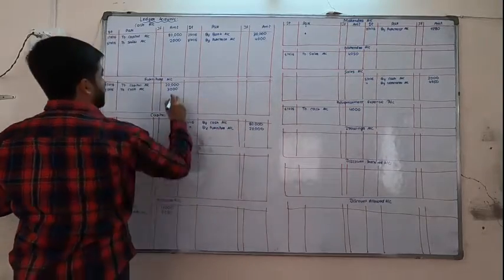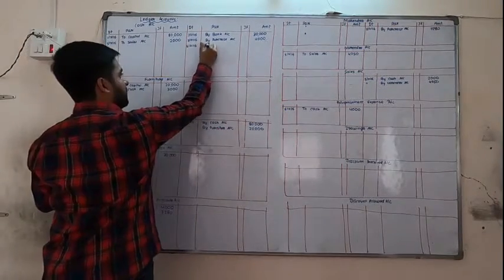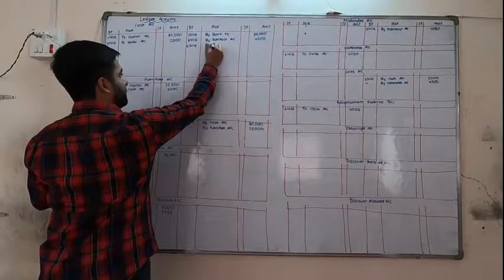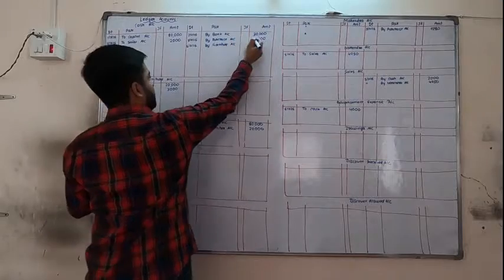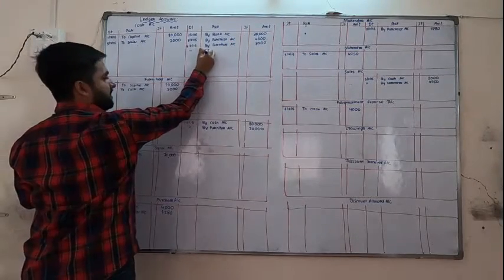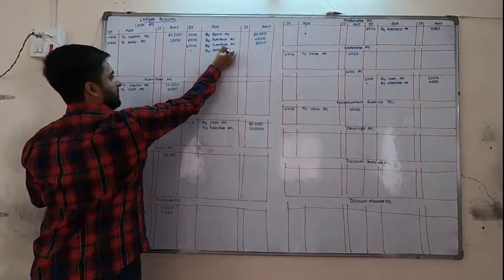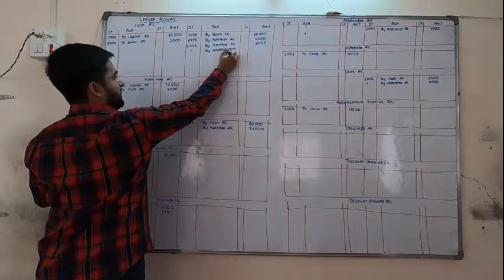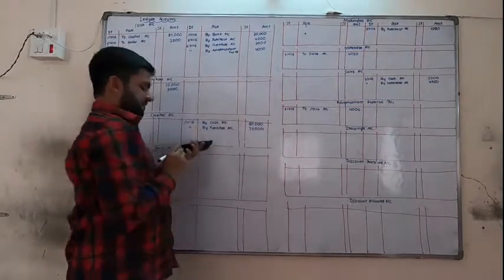Now cash is credited for both these, so 6/7/16. What is opposite? By furniture account, amount of furniture 3000, and on the same day by advertisement expense account 4000. So again we will repeat the entry.